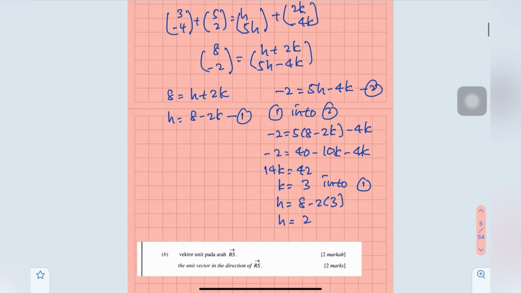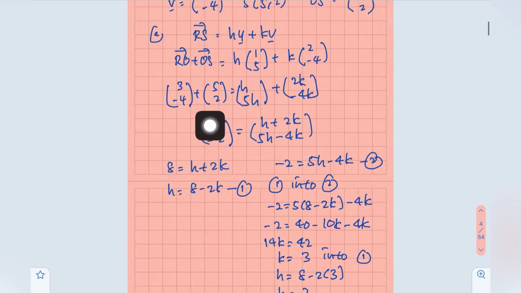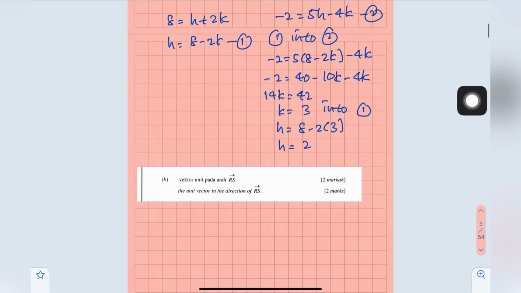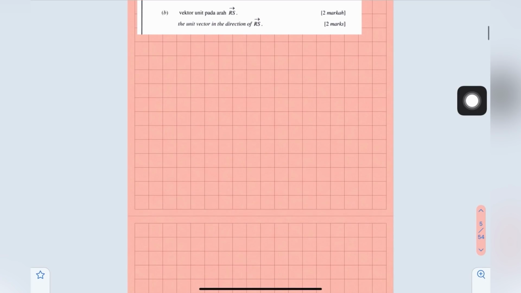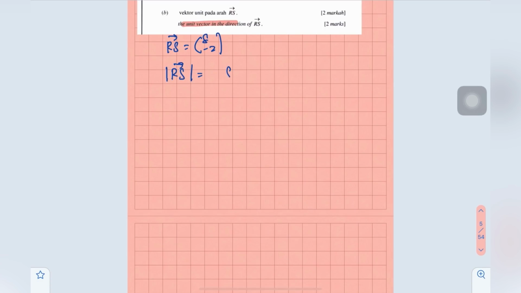Okay, vector RS. Just now kita ada vector RS 8, negative 2. So, kita boleh carilah. So, vector RS 8, negative 2. Okay, so nak cari unit vector in the direction. Unit vector in direction, kita formula dia 1 over magnitude darab vector tersebut. So, first of all, kita kena cari magnitude vector RS. Okay, so 8 squared plus negative 2 squared square root. Okay, so akan dapat kat sini square root 68.